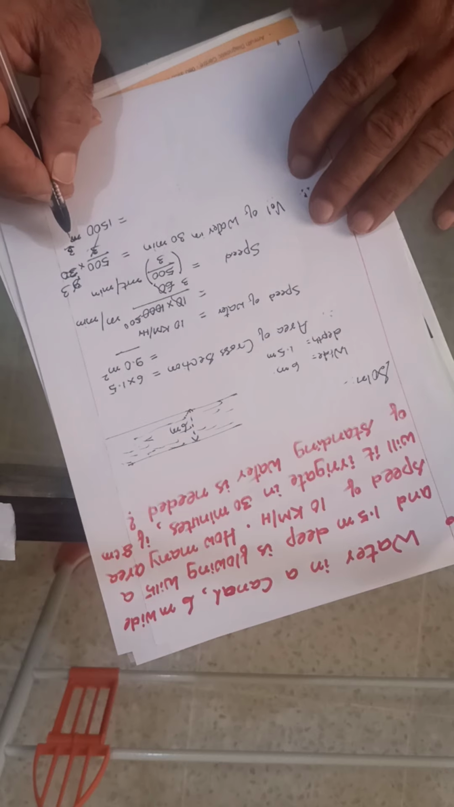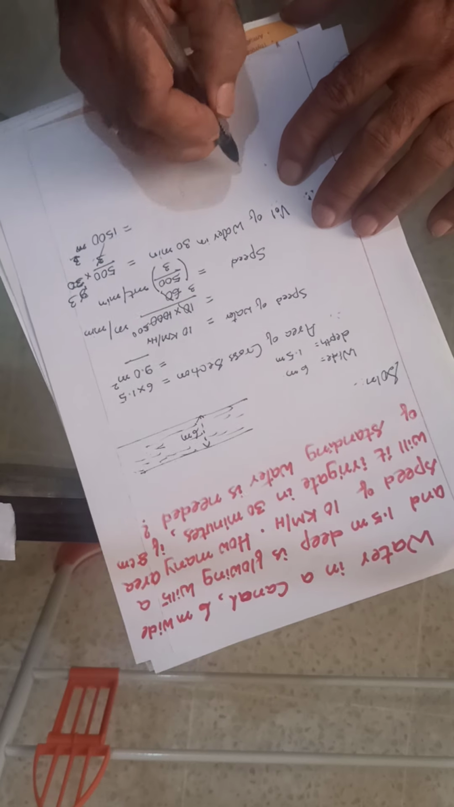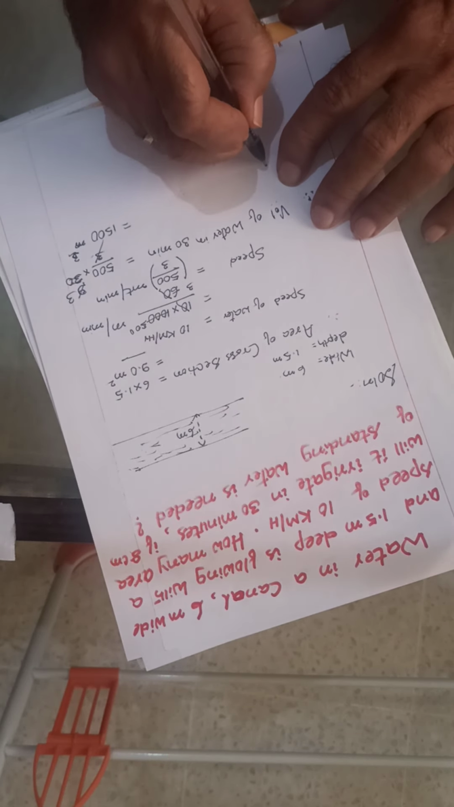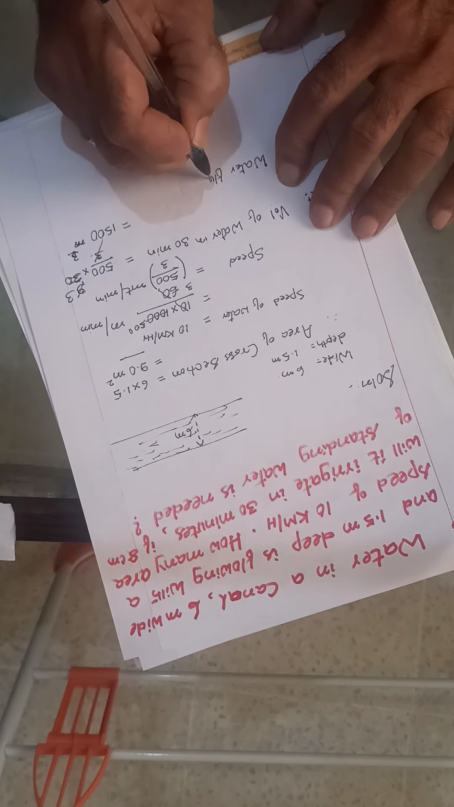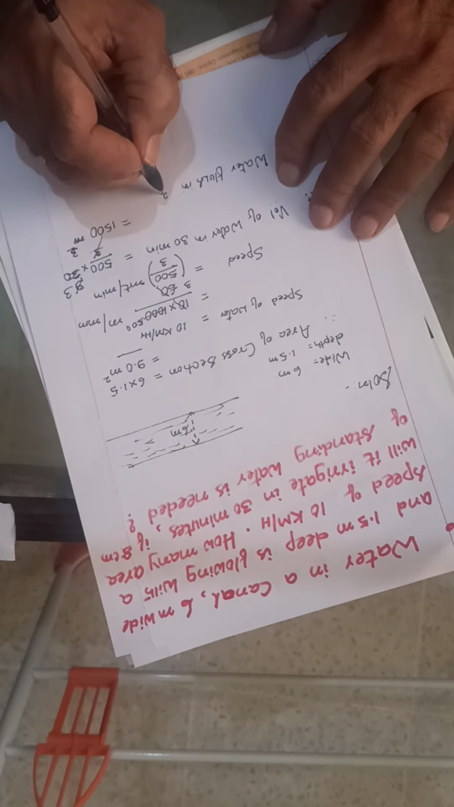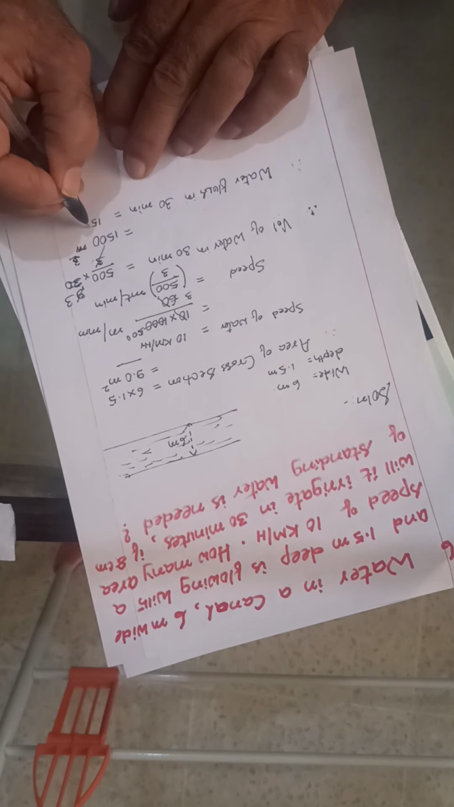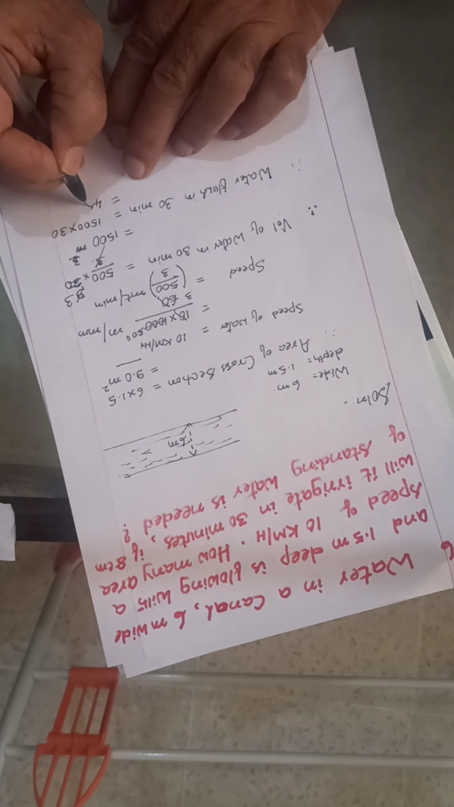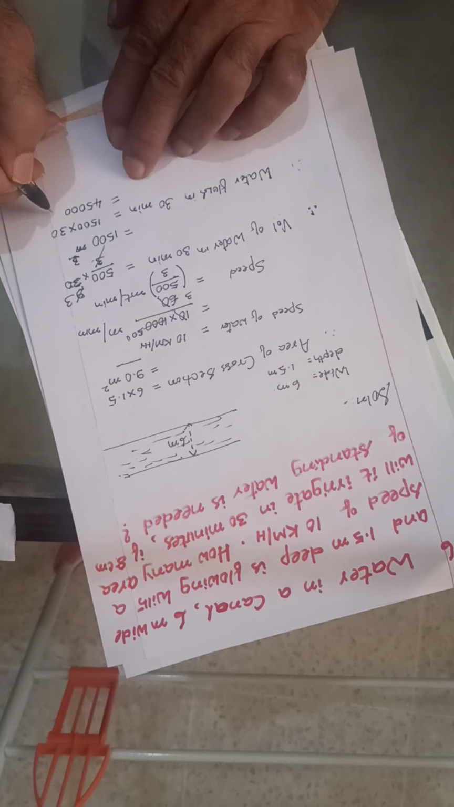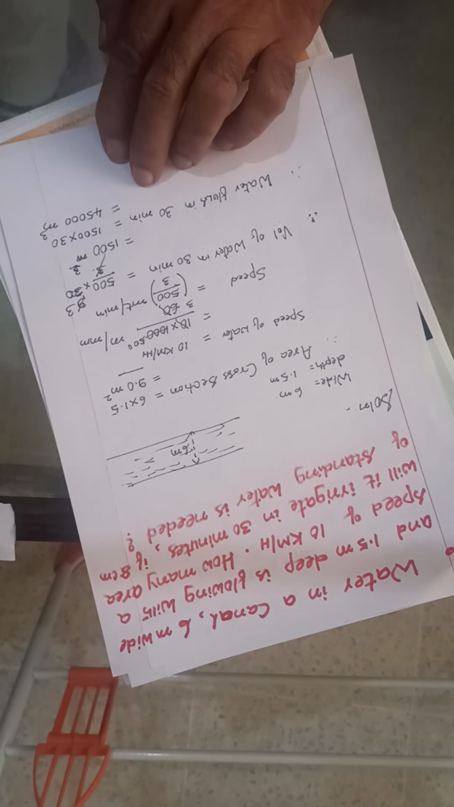Therefore, water flows in 30 minutes is equal to 1500 into 30. This gives you 45 followed by 3 zeros. This is in 30 minutes, half an hour. How much water flows? 45,000 meter cube of water flows.